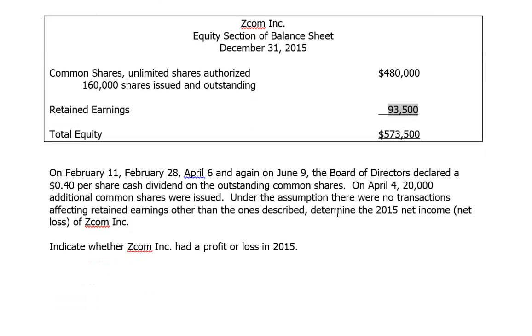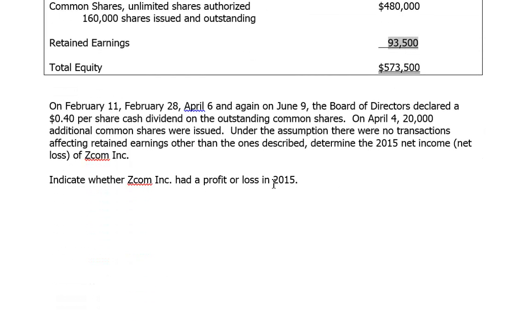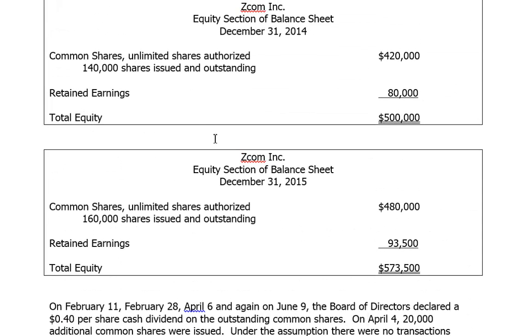There were things that happened during the year that made retained earnings change. They told us that throughout 2015, twice in February, once in April, and again in June, there was a 40-cent per share cash dividend on the outstanding common shares. In addition to the dividends paid on the shares, there were also 20,000 new common shares issued on April 4th.